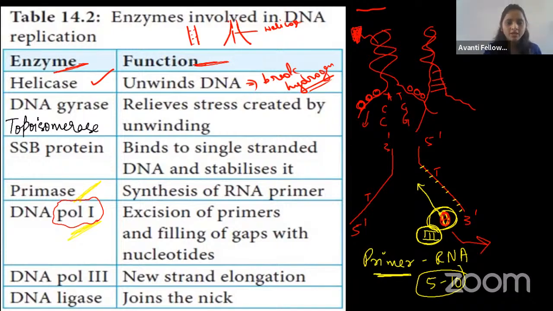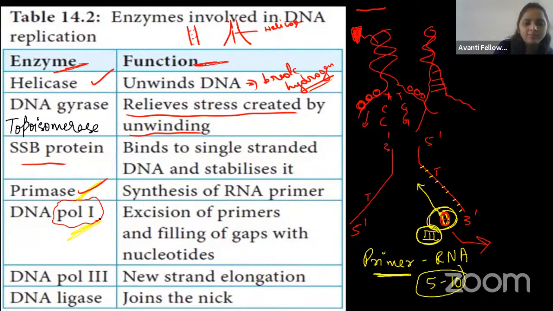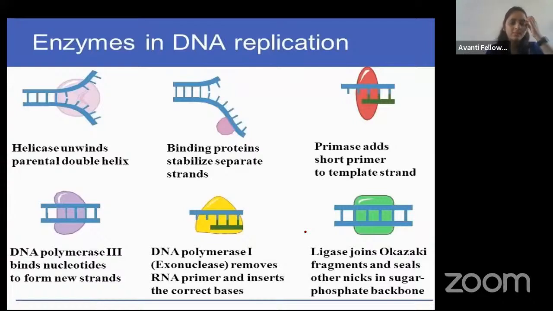Okay. So when this hydrogen bond was cleaved, we have now got the single strand DNA, right? Then another enzyme, the DNA gyrase enzyme, relieves the stress which is created by the unwinding. Then single-stranded binding protein, primase enzyme, DNA polymerase 1 and DNA polymerase 3, and the DNA ligase enzyme we require. Let us talk about the DNA replication.